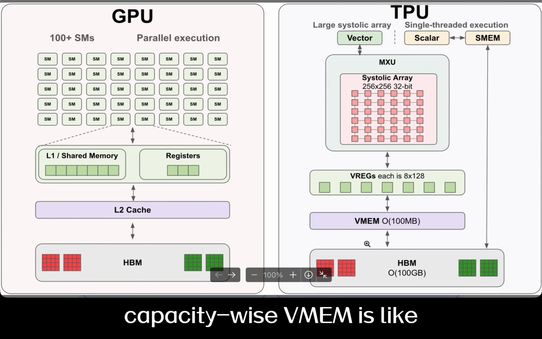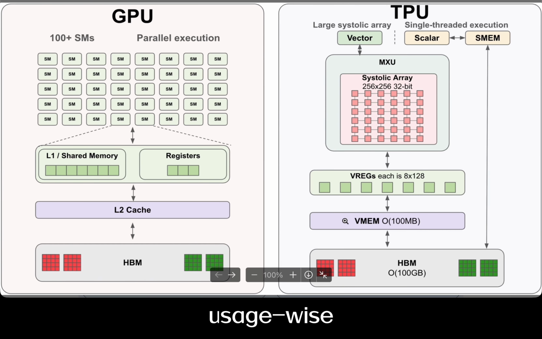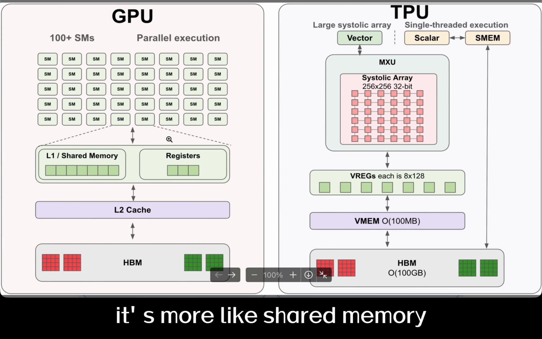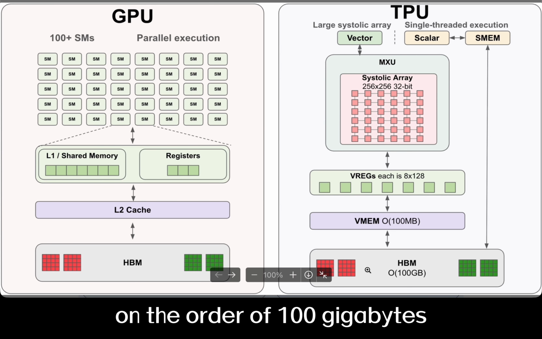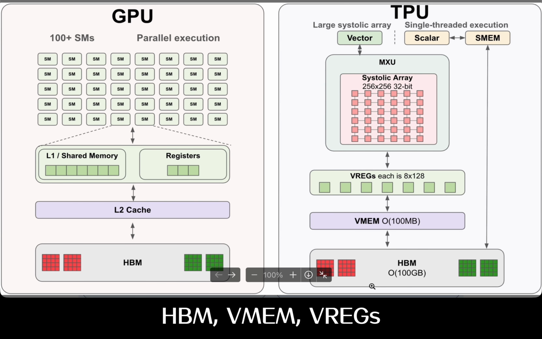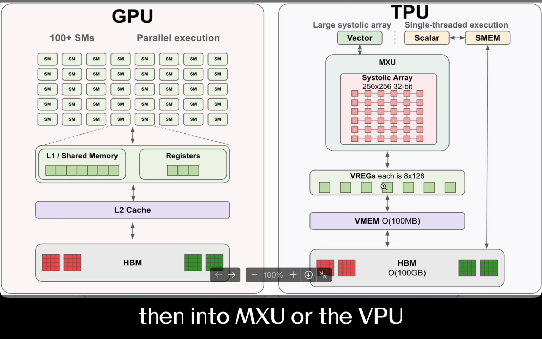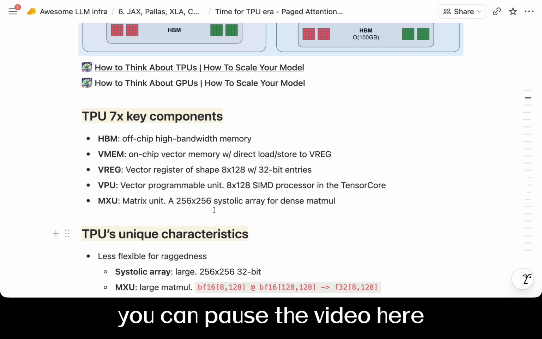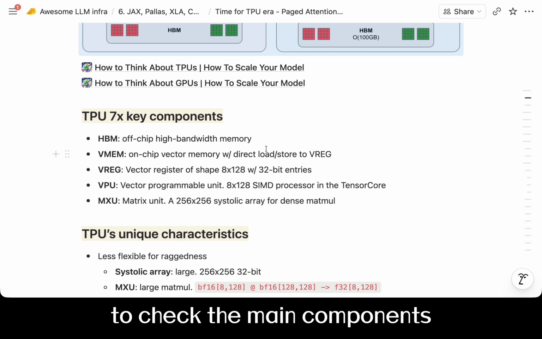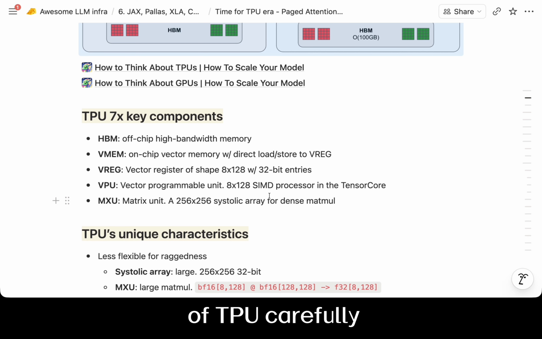Capacity-wise, VMEM is like a GPU's L2 cache. Usage-wise, it's more like shared memory. And off-chip, you have HBM, high bandwidth memory, on the order of 100 gigabytes. The hierarchy is clear. HBM, VMEM, VREGs, then into the MXU or the VPU. The scalar part is like the CPU, which we will skip. You can pause the video here to check the main components of the TPU carefully.